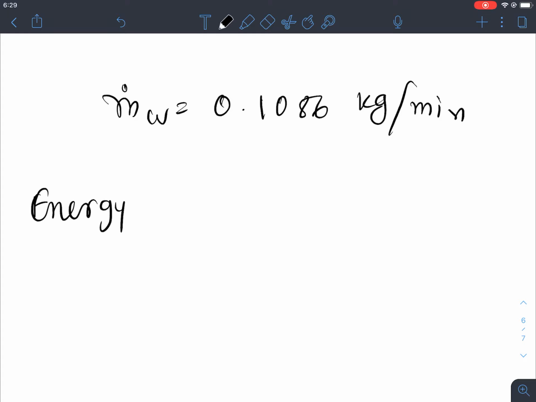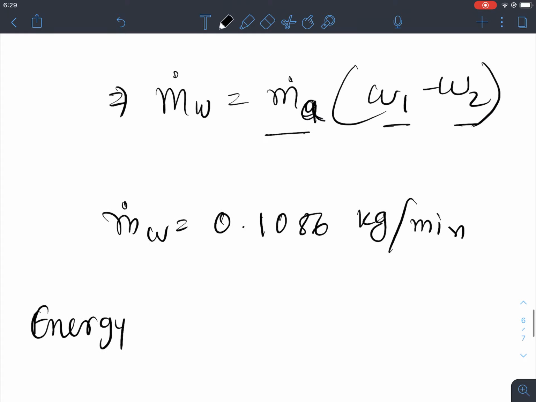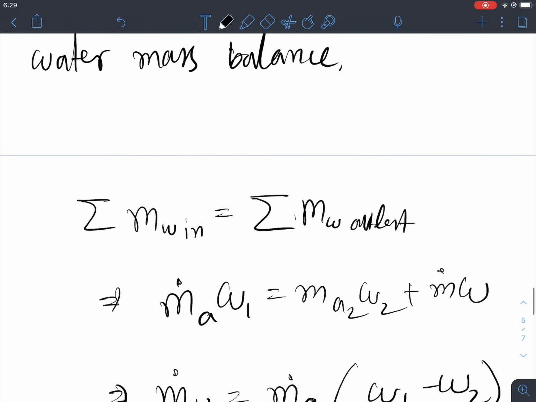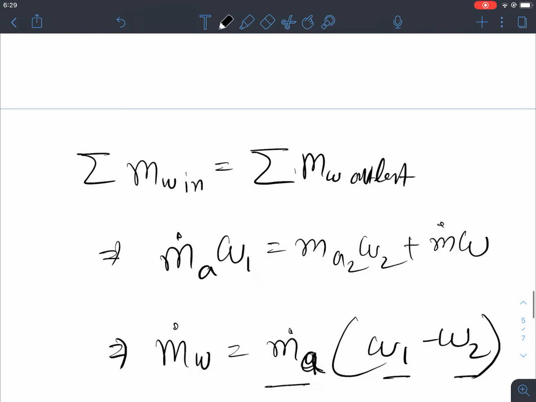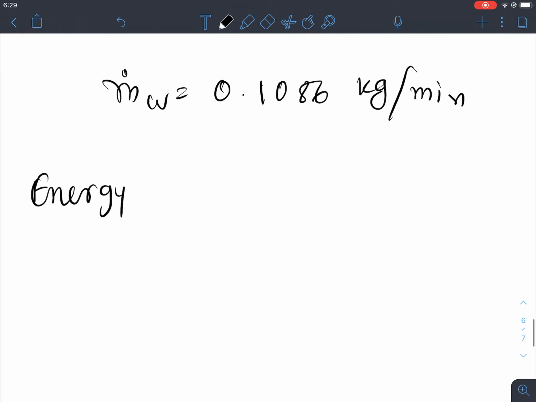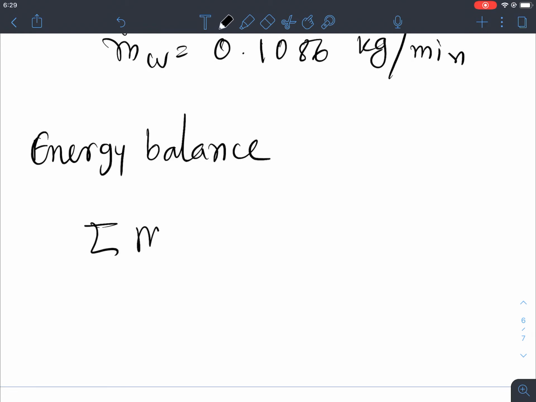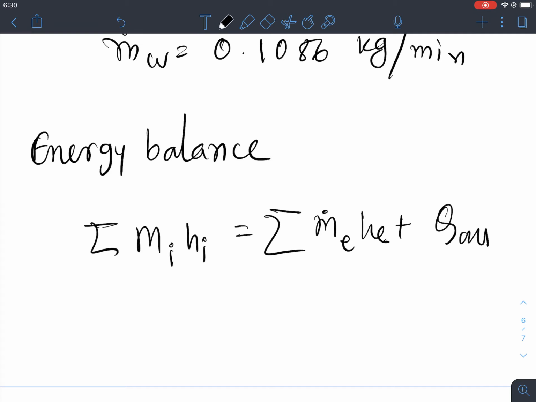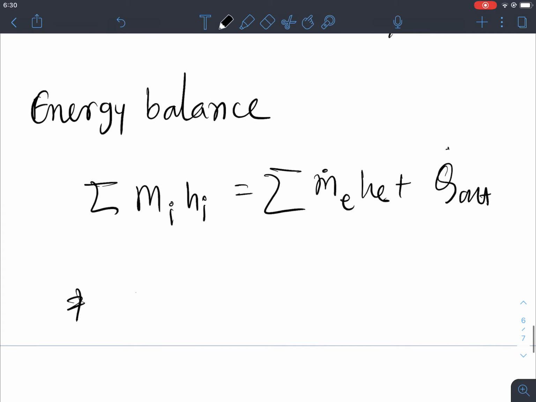Okay, now let's do the energy balance. I know it's a lot of equations we are going to use, but we have to determine step by step. So first we determined the mass flow of air, now the mass flow of condensate or the water. Now we have to do the energy balance for the air and water. So energy balance: input equals mass of exit times enthalpy of exit plus Q out.